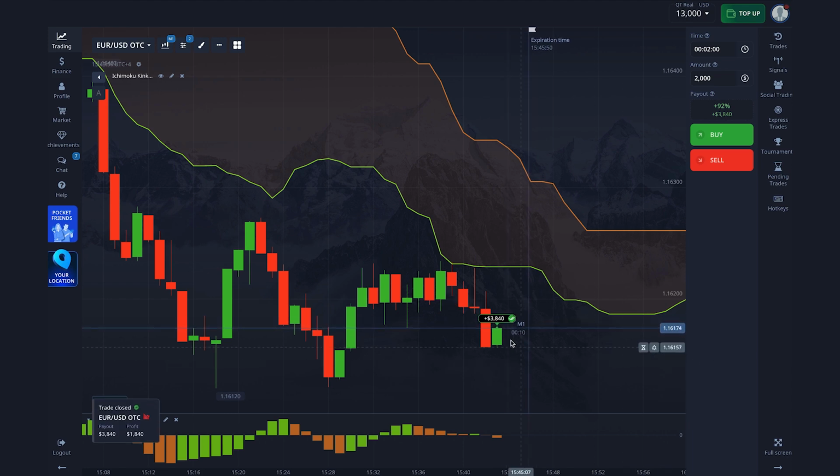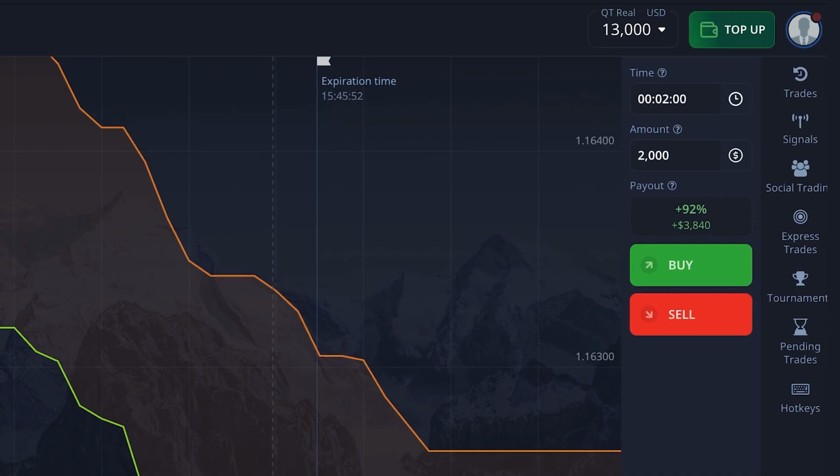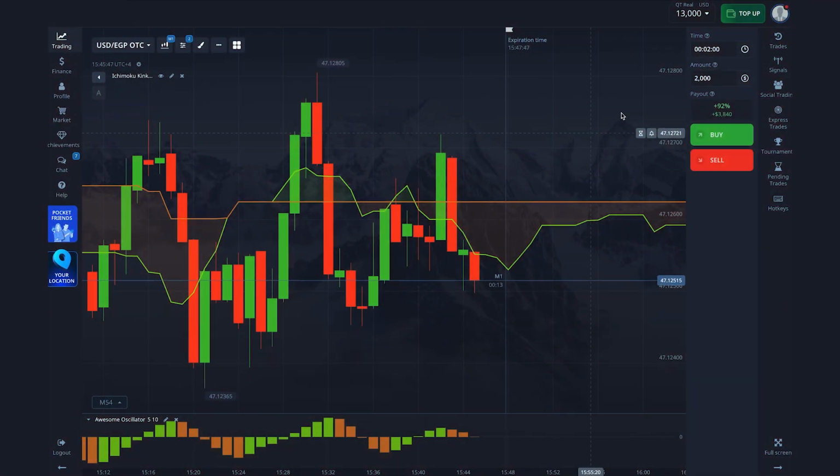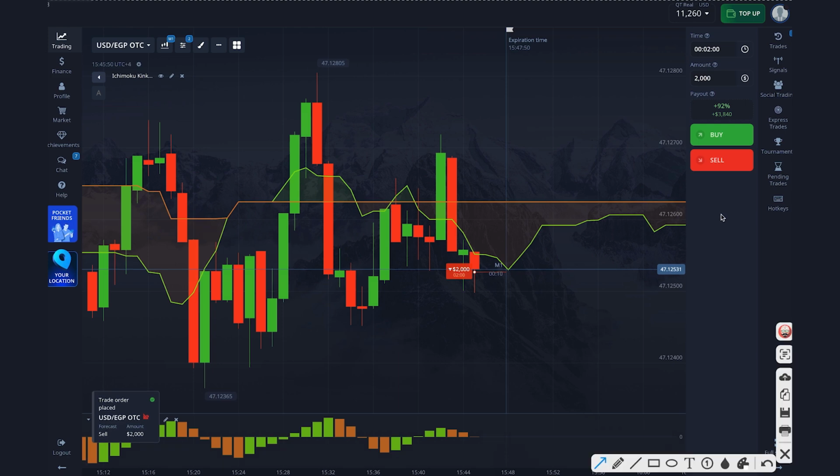And again in the black. The balance is replenished by another $1,840. Let's continue. An excellent moment to enter. Expiration time, 2 minutes. Open a sell trade for $2,000. The movement is clear, and all indicators fully support the chosen direction.